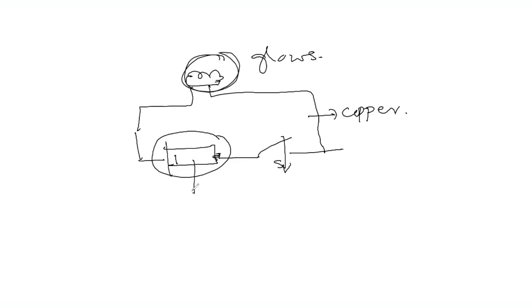Now you remove the battery. Does the bulb glow? No. From this we can conclude that the battery is the source of electric energy or current.